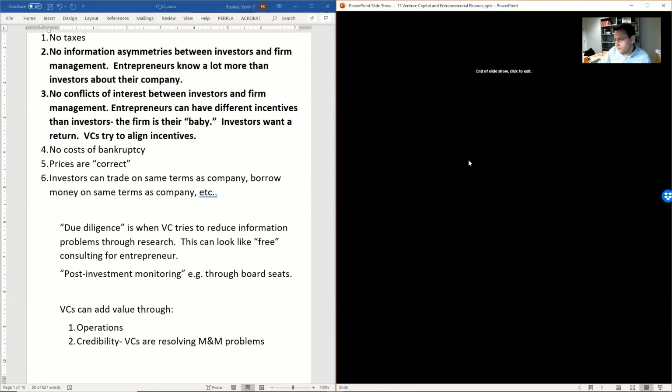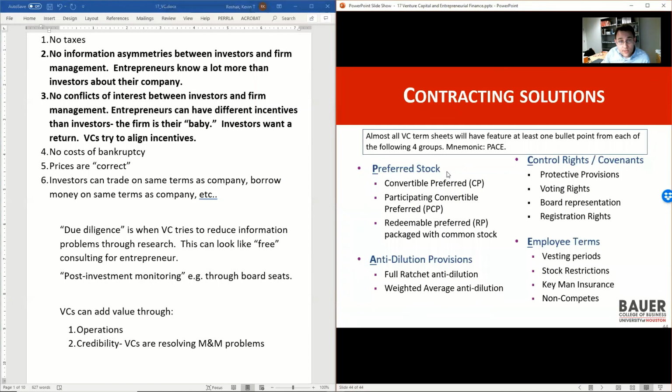So as you can see, there's a lot going on here. We've talked about VC financing. We've talked about it on the qualitative side. We've talked about it on the quantitative side. It looks different. The quantitative side looks different than what we've done in the past, but we're able to reconcile the two. VCs can add value by addressing these Modigliani and Miller issues. Part of the way they do that is through all of these contractual terms, right? They've got lots of different levers that they're pulling.